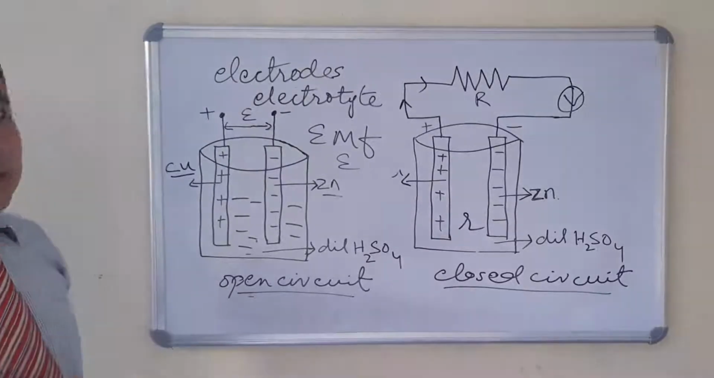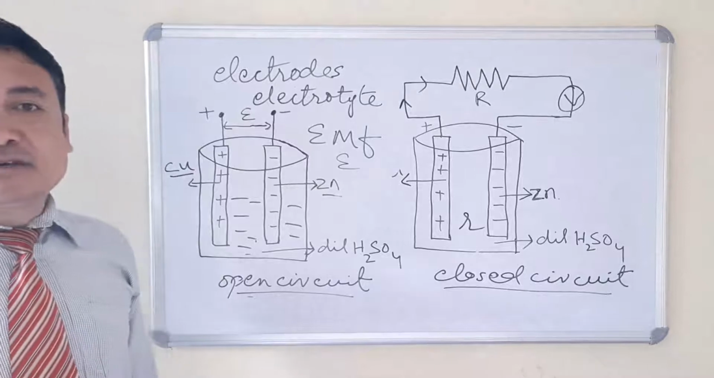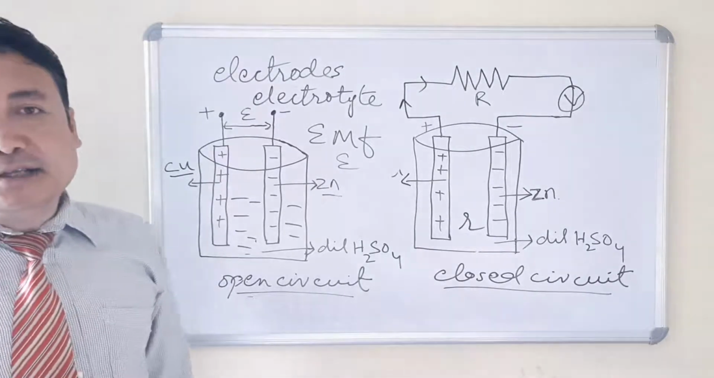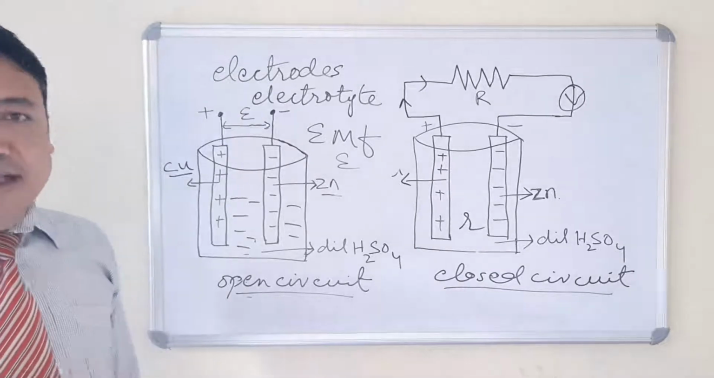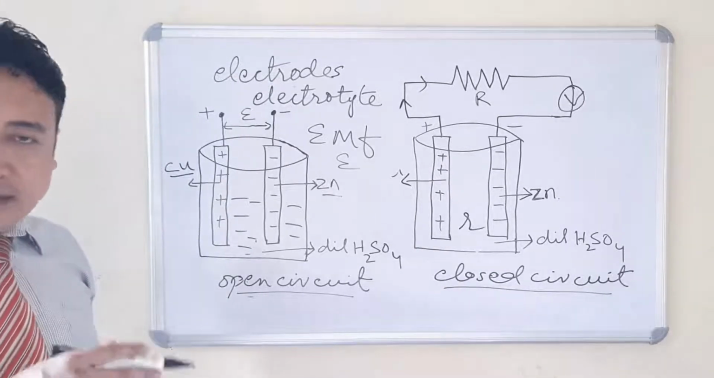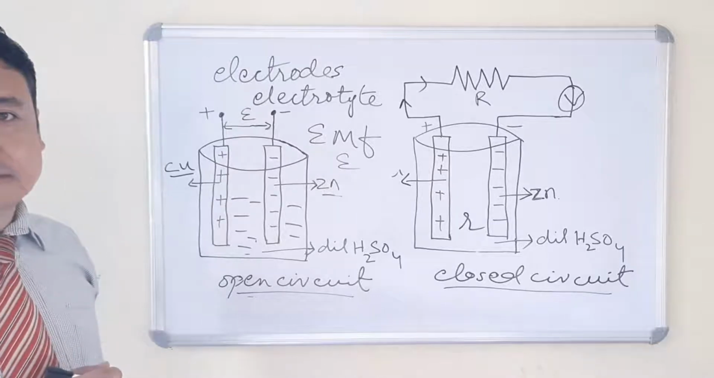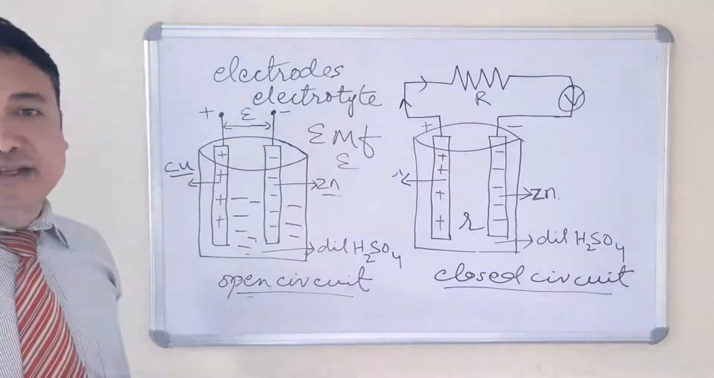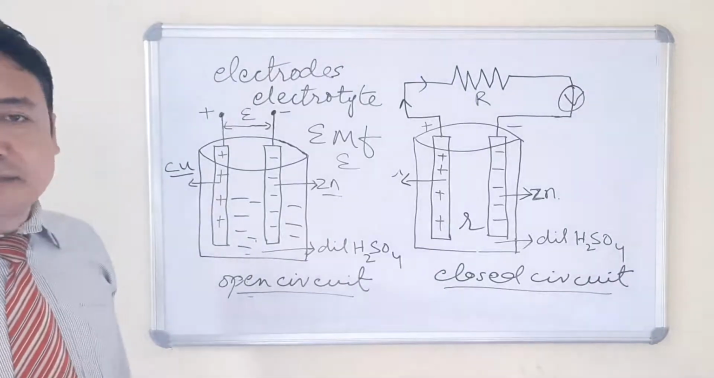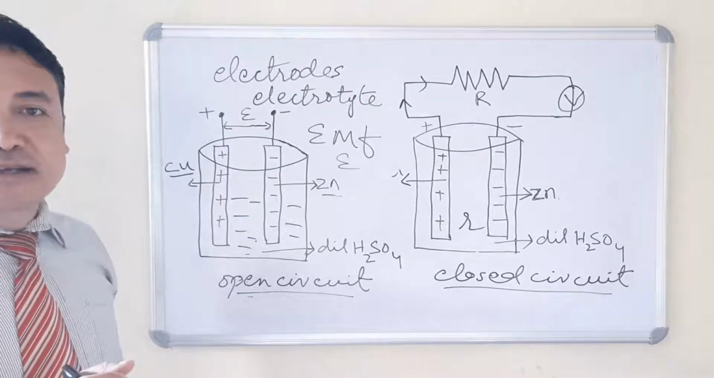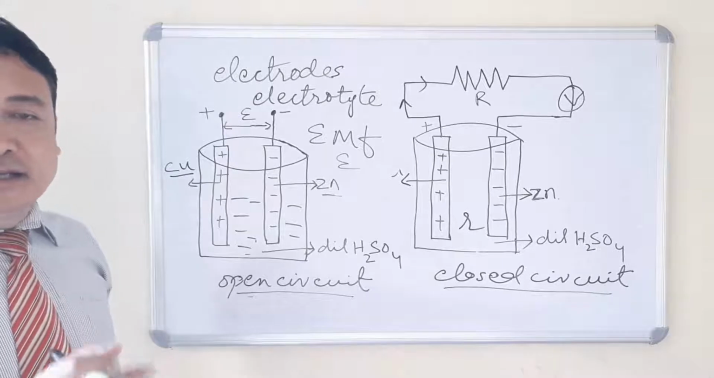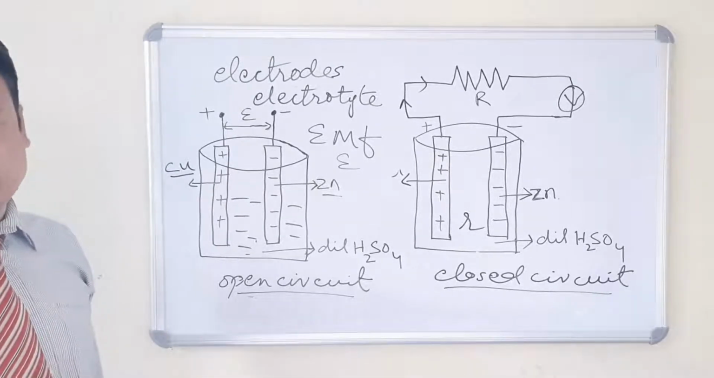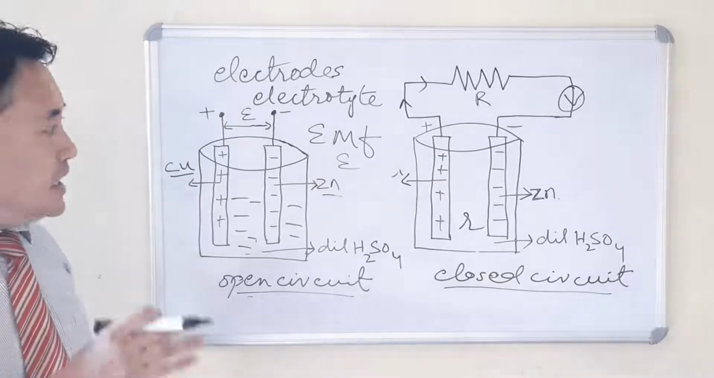There are two factors on which the EMF depends. Number one is the nature of the material of the electrode. What kind of electrodes is it made up of? Here the two electrodes are made of copper and zinc, but they can be other metals also. The other factor is the electrolyte used in the cell.